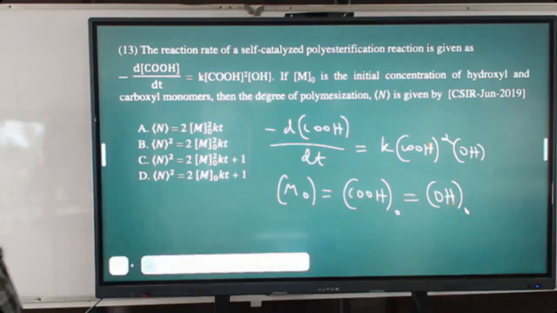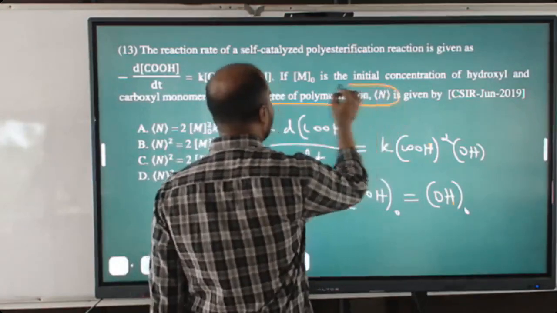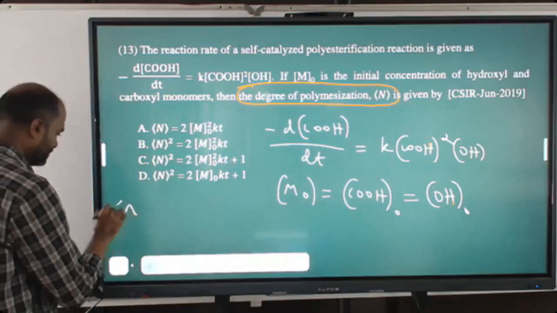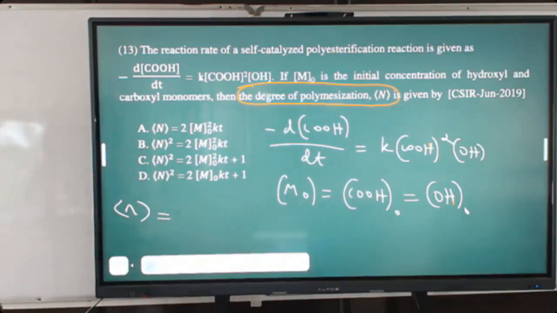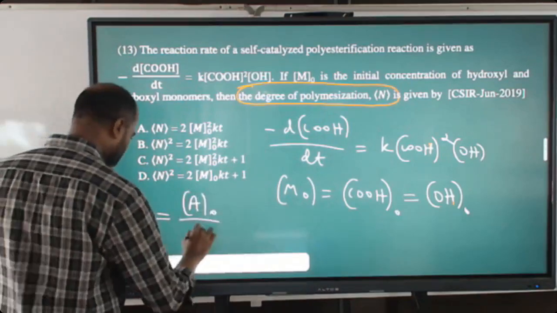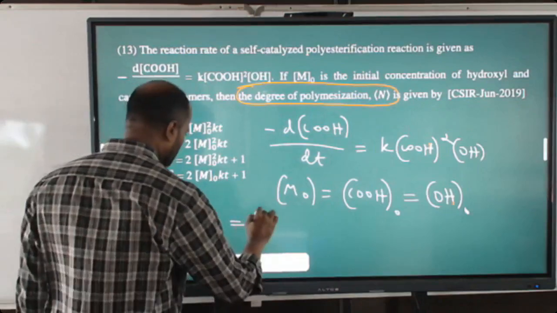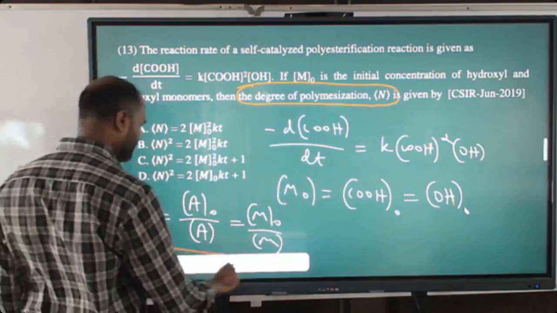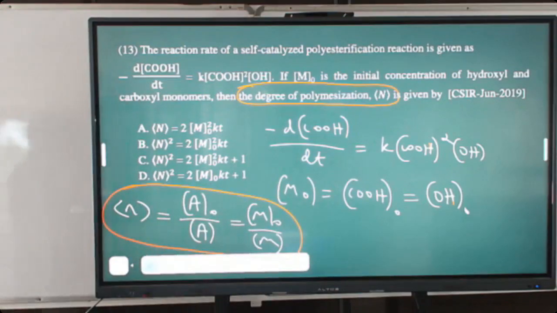Then the degree of polymerization N is. We just find the degree of polymerization N. In condensation polymerization, degree of polymerization N is equal to A0 by A. Here it is M0 by M. Degree of polymerization N is equal to A0 by A or M0 by M.